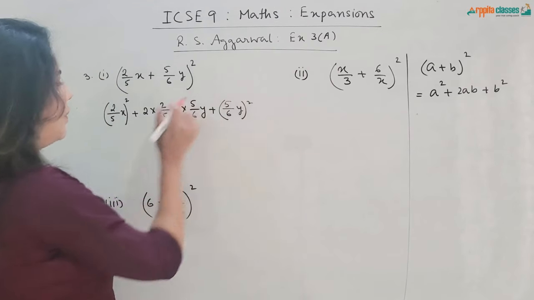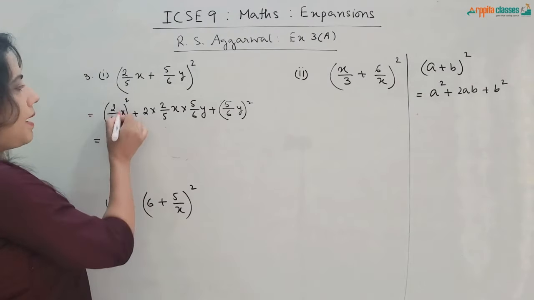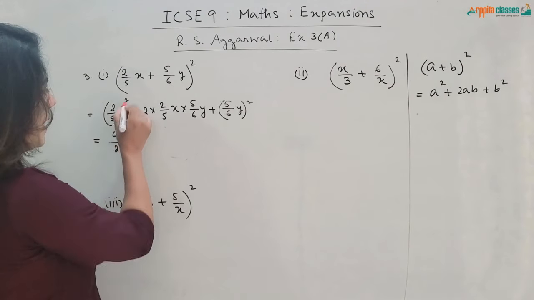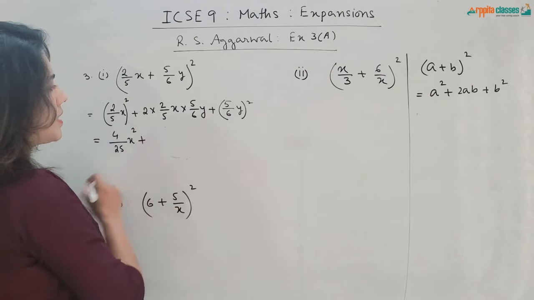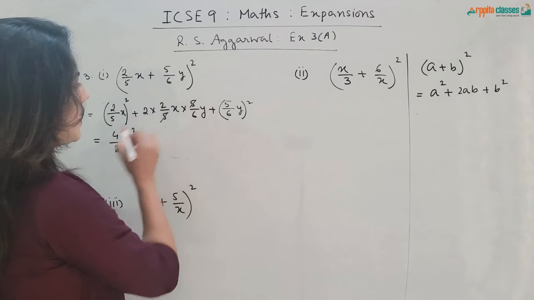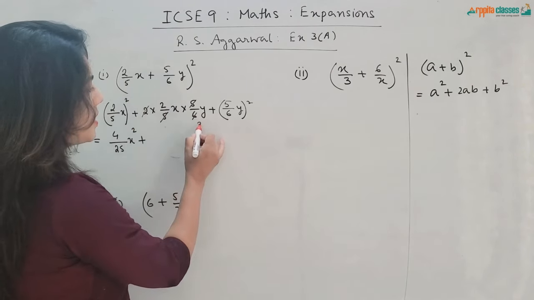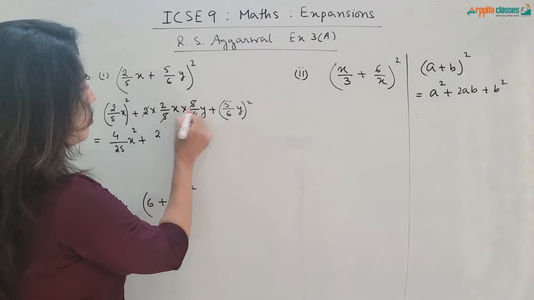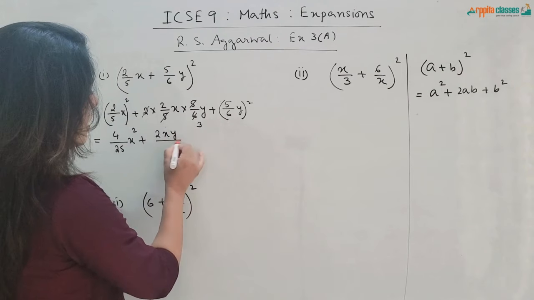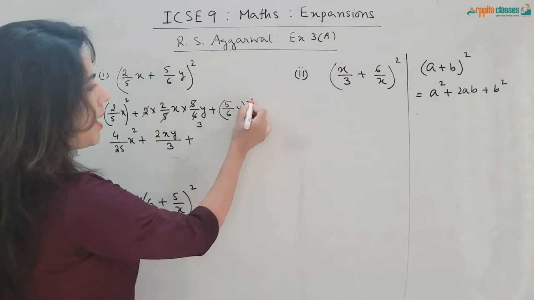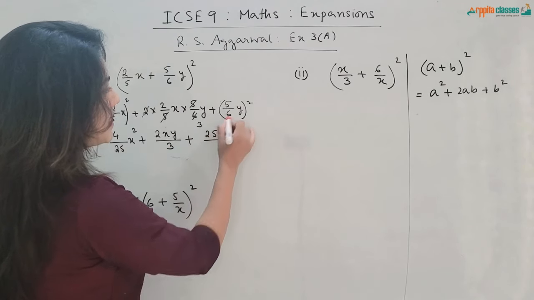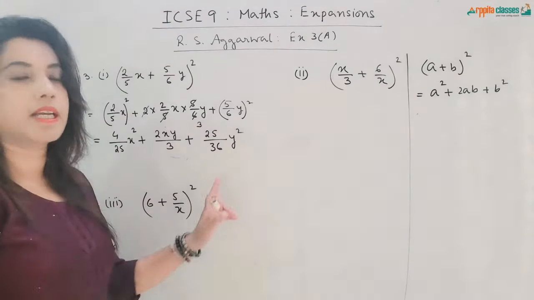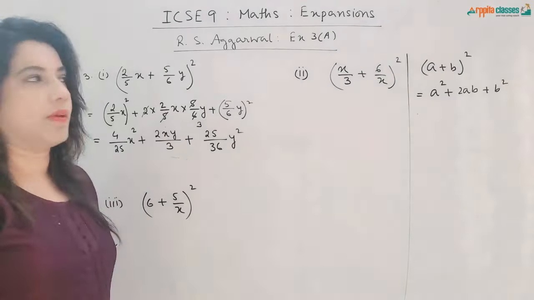Okay. So now (2 by 5) square. 2 square is 4, 5 square is 25, and x square is x square. Plus, here you can see 5 and 5 get cancelled. 2 and 6, this will be 3 here. So we are getting 2 in the numerator, xy divided by 3, plus 5 square is 25 and 6 square is 36, y square is y square. So this is the expanded form of the given sum.